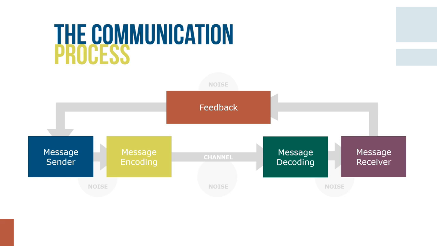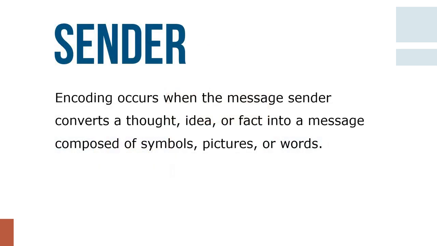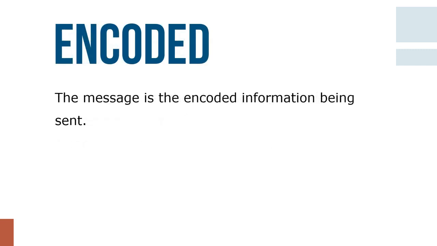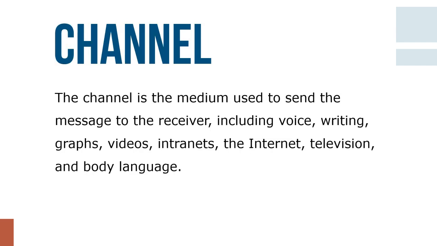This figure illustrates the communication process. Encoding occurs when the message sender converts a thought, idea, or fact into a message comprised of symbols, pictures, or words. The message is the encoded information being sent. The channel is the medium used to send the message to the receiver, including voice, writing, graphs, videos, intranets, television, body language, and so on.